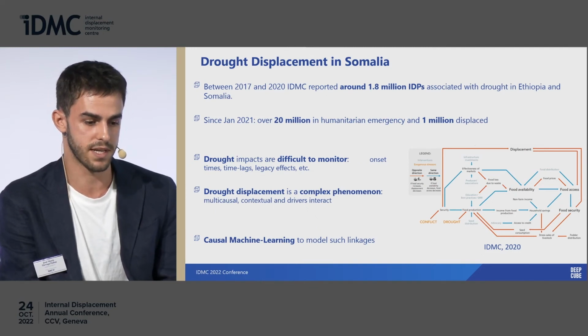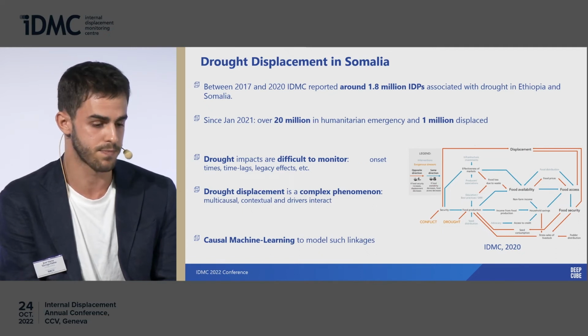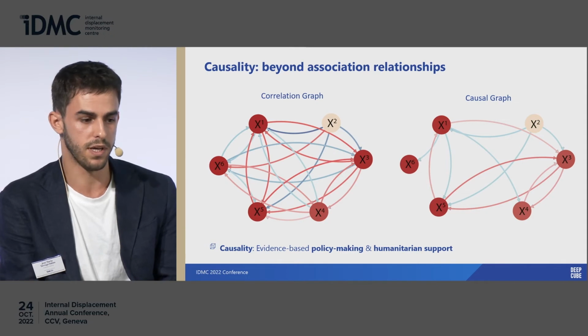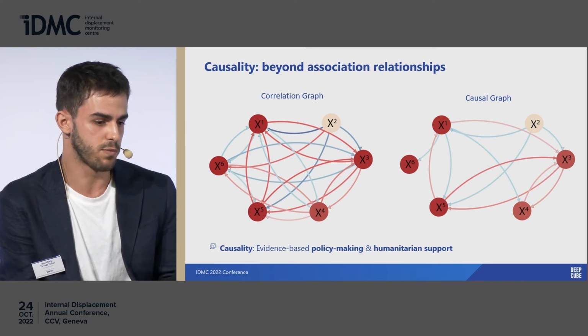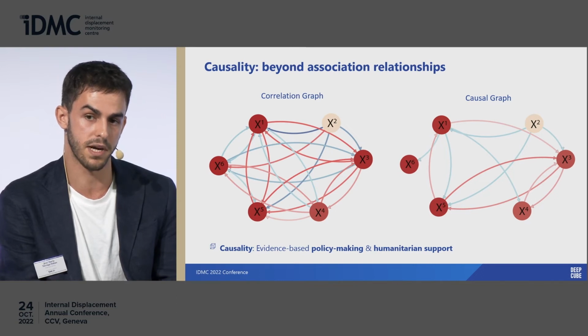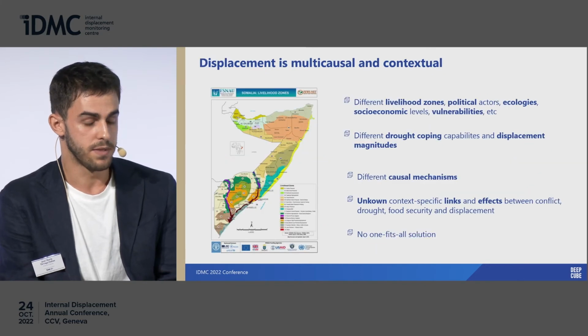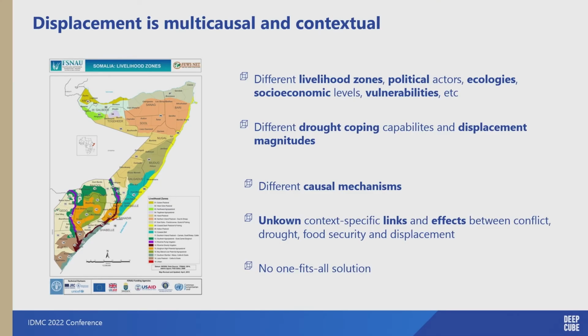So we have all these drivers interacting when talking about drought displacement, and what we propose is that causal machine learning, which is a very exciting field of machine learning, can help us model these complex links. So our main aim here is going beyond association relationships. What we try to do is to assert the direction of the drivers of displacement. On the left, we have a correlation graph, which is very convoluted and cannot give us very meaningful information about what's happening. On the right is what we are trying to achieve, which is a causal graph. We would like to use this for evidence-based, on-the-ground humanitarian support, taking into account that we need to address the multi-causality and contextuality of displacement.